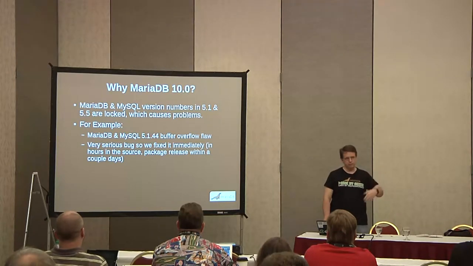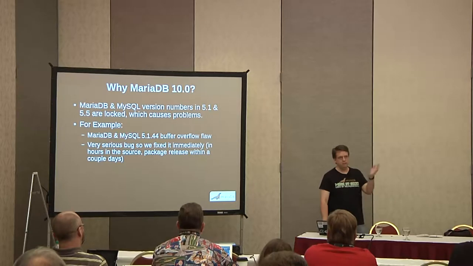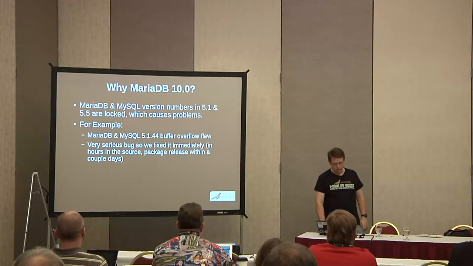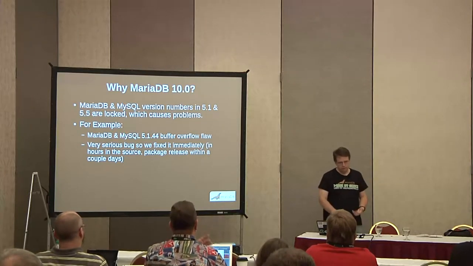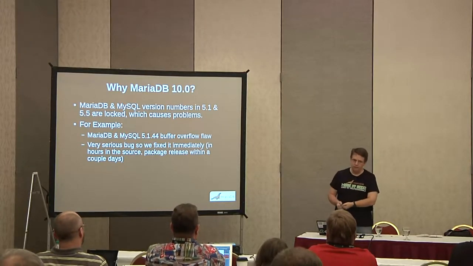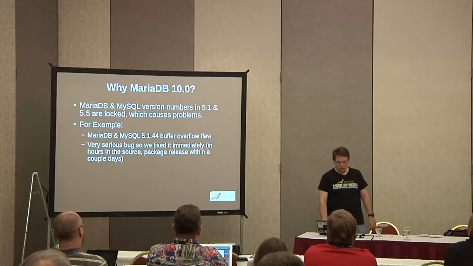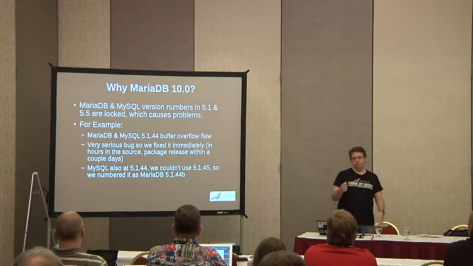The package release, you know, that's just because you have to build it on like 10 different platforms and seed the mirrors and all that. But we tried to get it out as fast as we could. The only problem was it was 5.1.44. 5.1.45 of MySQL was not out yet. So what do we do? What do we call it? This is not something we're going to wait for. We have to get it out. So we called it 5.1.44b.